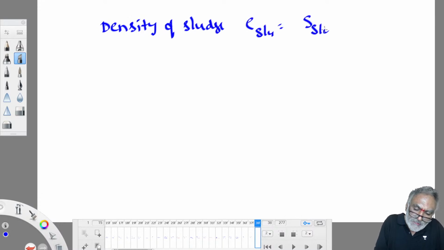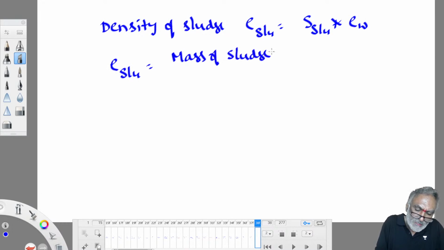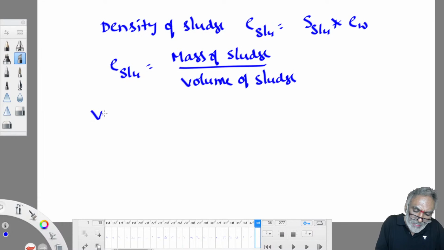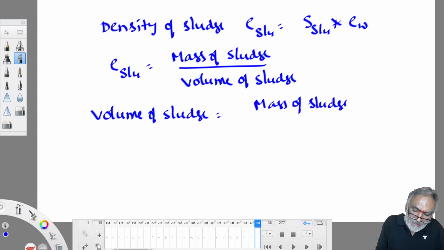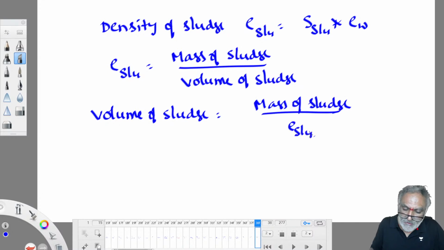It is specific gravity of sludge into density of water. So density of sludge is equal to mass of sludge by volume of sludge. From this you can find out volume of sludge. So volume of sludge is equal to mass of sludge by density of sludge. That's how we can work out. All those things are linked here.